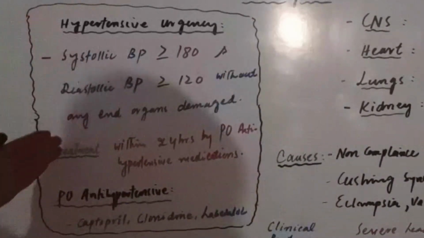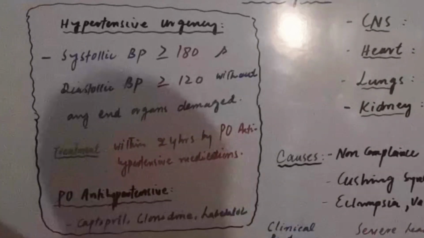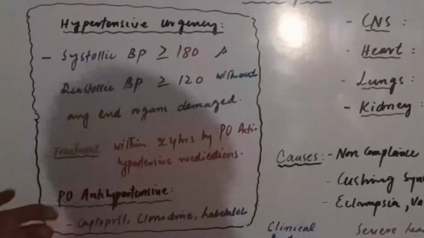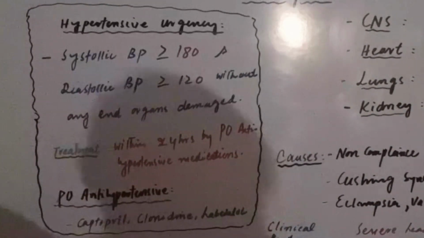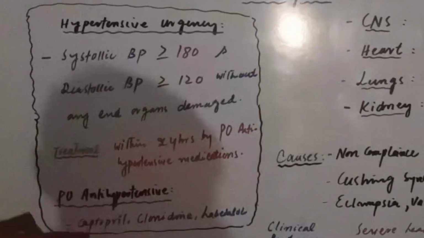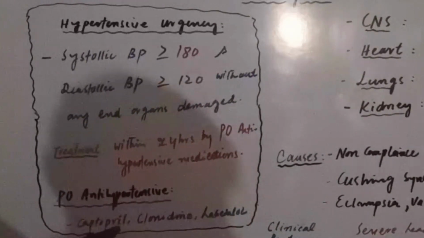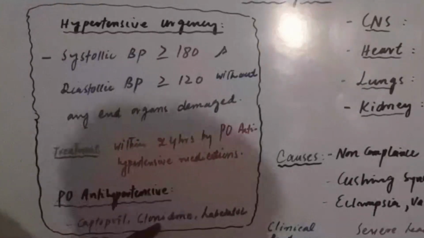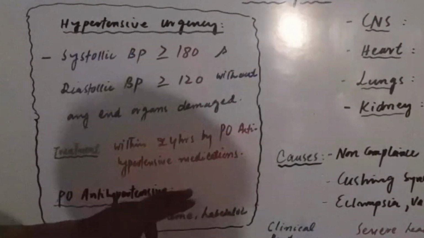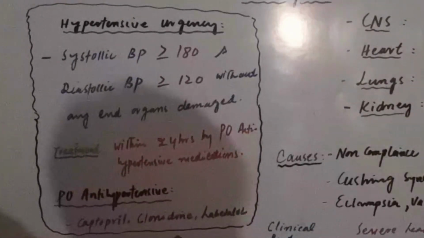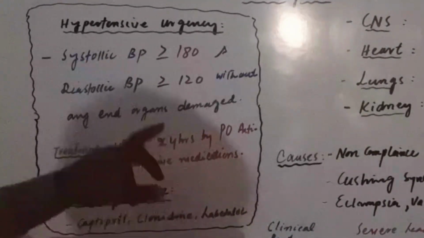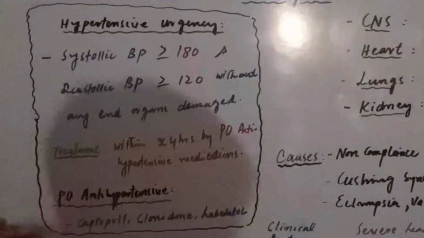Now how to treat the hypertensive urgency? It should be treated within 24 hours by per oral antihypertensive medications. So the per oral antihypertensive medications are captopril, which is the ACE inhibitor, and clonidine, which is the alpha 2 agonist, and labetalol, which is the beta blocker. So these are oral antihypertensive medications which are used to treat the hypertensive urgency.